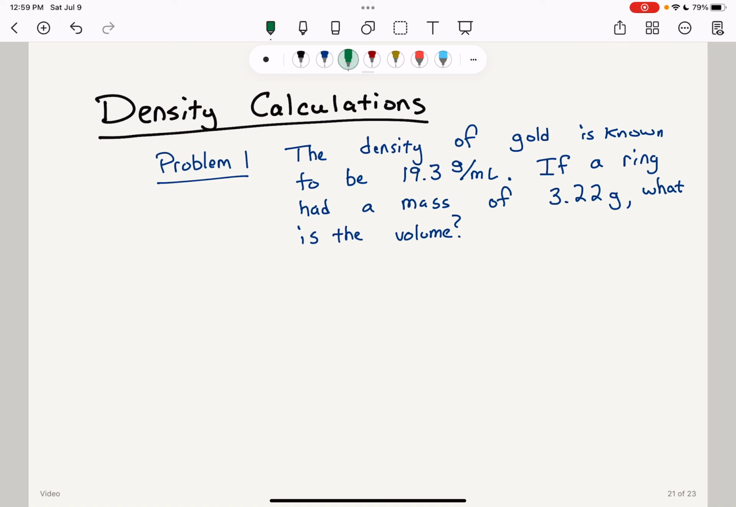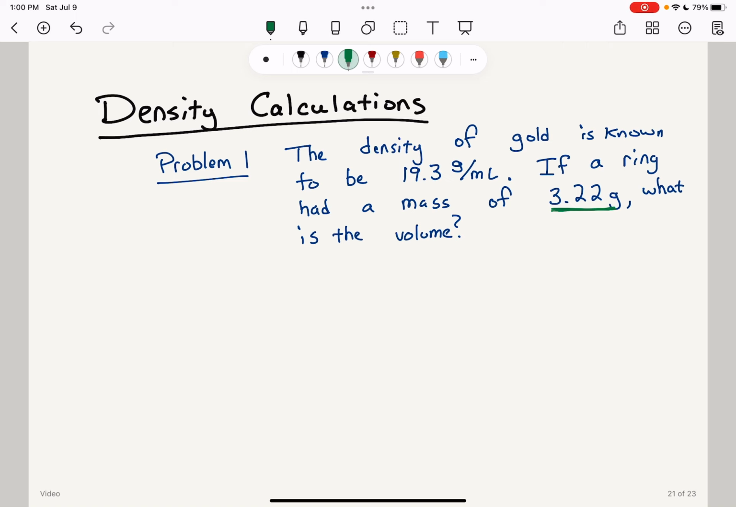And so I'm going to treat this just like I would a conversion problem. I'm going to take what is given in the problem, which is this right here, 3.22, and multiply it by the density or the reciprocal of the density, whichever one is going to give us the desired units. Let me talk through this problem real quick. It says the density of gold is known to be 19.3 grams per milliliter. If a ring has a mass of 3.22 grams, what is the volume?